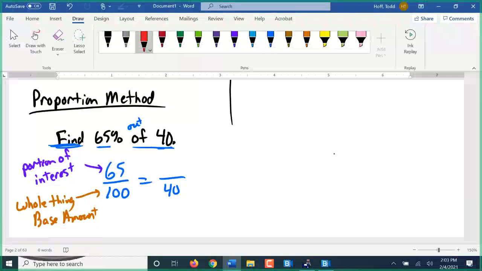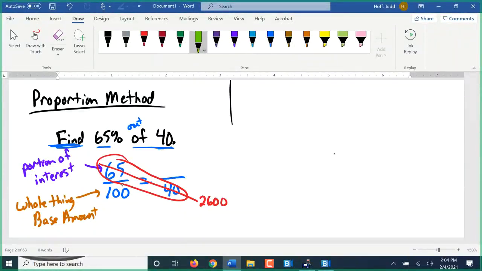Now this goes back to our proportions from yesterday. To solve a proportion, we're going to find the two numbers that are diagonal with each other. In this case, that's the 65 and the 40. And we're going to multiply those two numbers. 40 times 65 is 2,600. And then we have the number that is diagonal with our missing number. In this case, that's the 100. We're going to divide by that. Divided by 100 gives us 26 here. So 26 is 65% of 40.